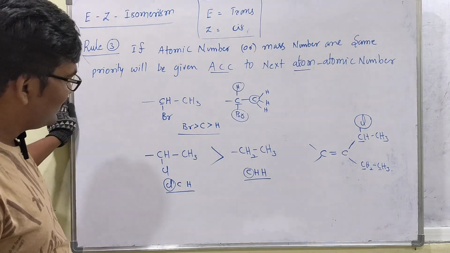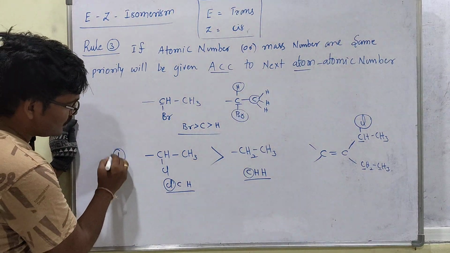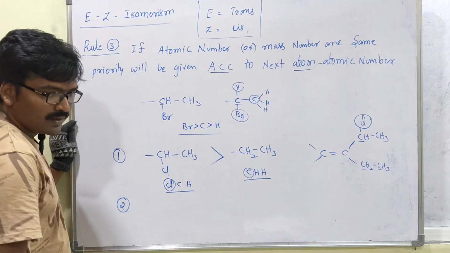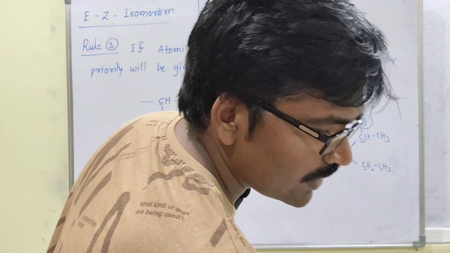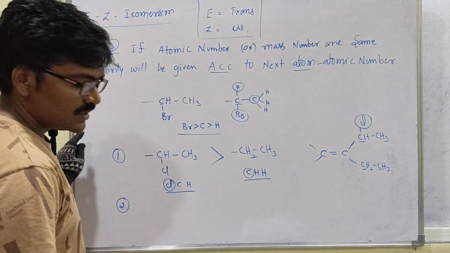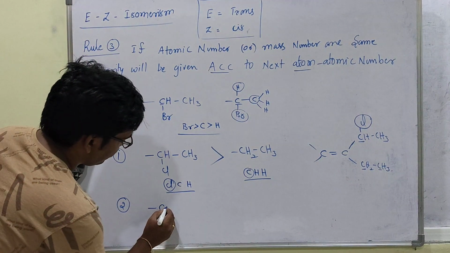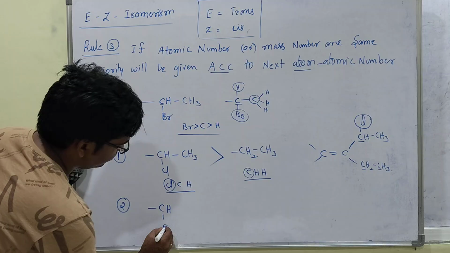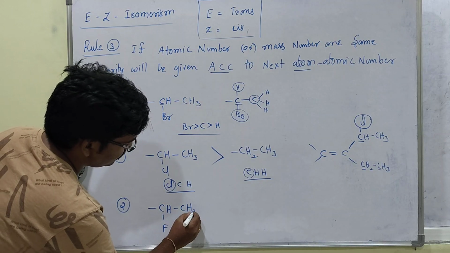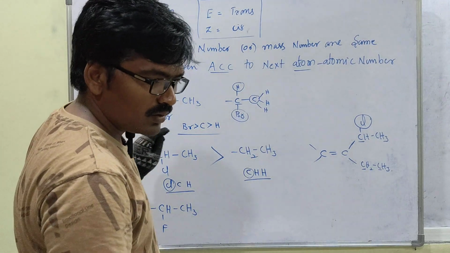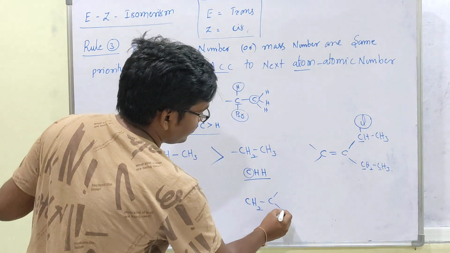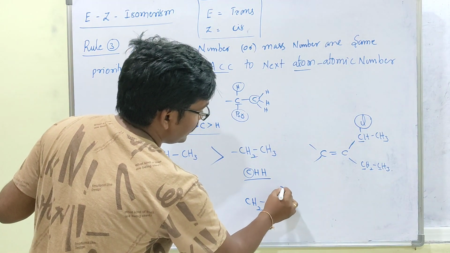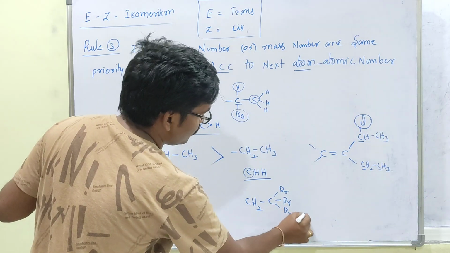Understand, my dear students? Example number 2, look at. I will explain one more example to you. It's very important. CHF is there, then CH3 will be present. Then one more CH2, CBr3, three bromines are attached.